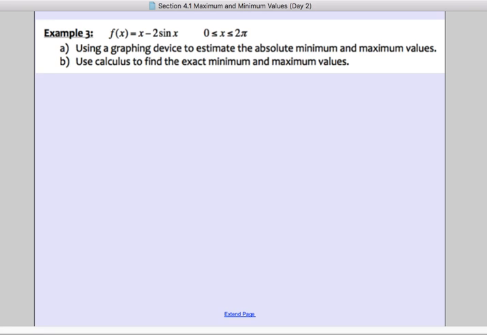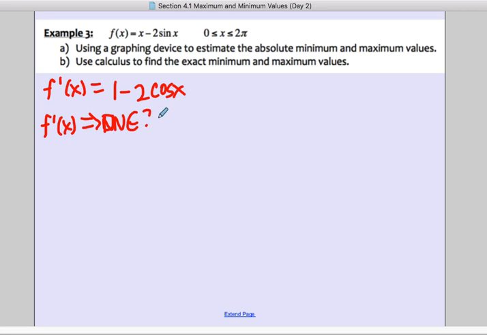So it says use calculus. So first things first, take the derivative. The first derivative is the derivative of x, which is 1, minus the derivative of 2, which is a constant, and then the derivative of sine will be cosine. Okay. So there's that. Now we ask, does my derivative ever not exist? No, it always exists.